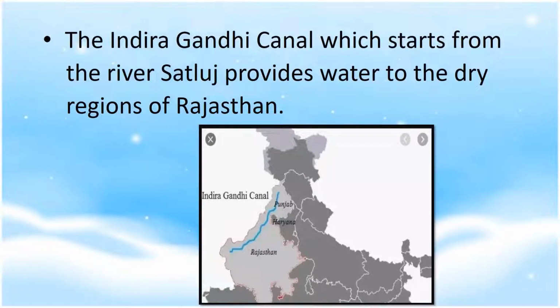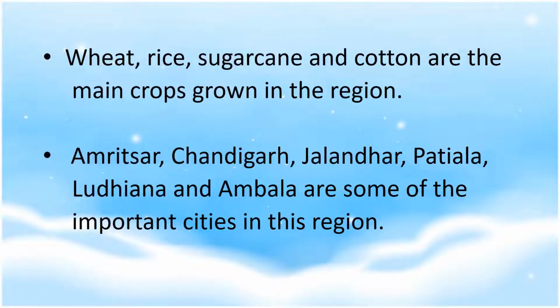The Indira Gandhi Canal starts from the river Sutlej and provides water to the dry regions of Rajasthan. The canal has helped the farmers to grow crops. Most of the part around the canal has turned green. Wheat, rice, sugarcane and cotton are the main crops grown in this region. Amritsar, Chandigarh, Jalandhar, Patiala, Ludhiana and Ambala are some of the important cities of the region.